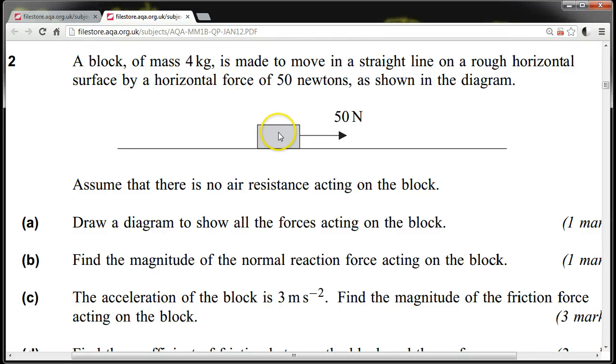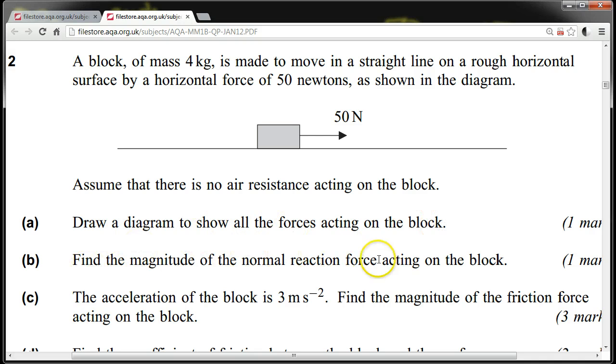A block of mass 4 kilograms is made to move in a straight line on a rough horizontal surface by a horizontal force of 50 newtons, as shown in the diagram. Assume that there is no air resistance acting on the block. Draw a diagram to show all the forces acting on the block.